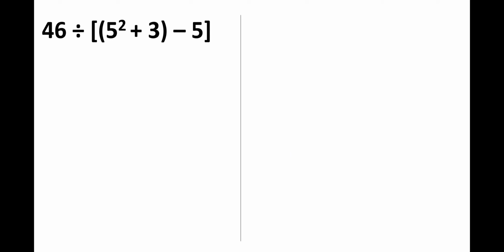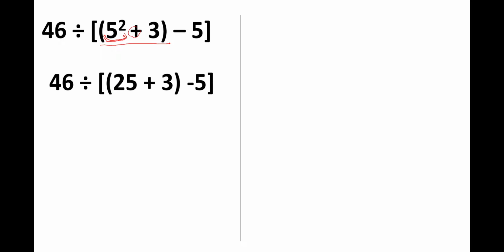In the following operation, I have brackets, and inside the brackets, I have parentheses. So according to PEMDAS, we need to start with the parentheses first, but inside the parentheses, I have exponents and addition. Solve exponents first. So I am going to write 46 divided by 25, that's the answer of 5 squared, plus 3 minus 5.